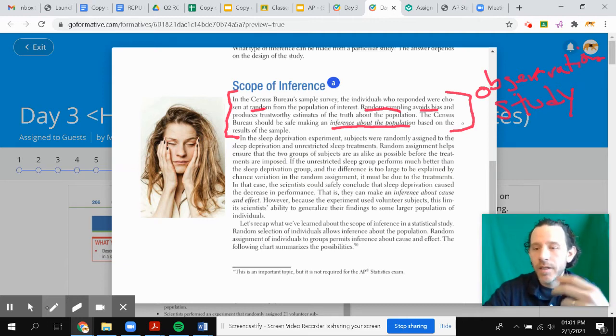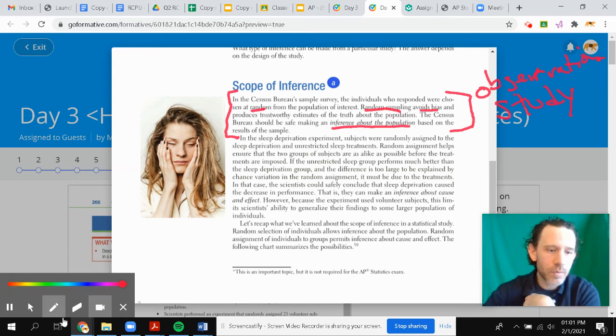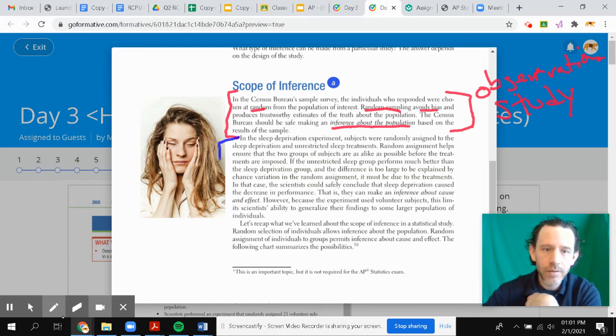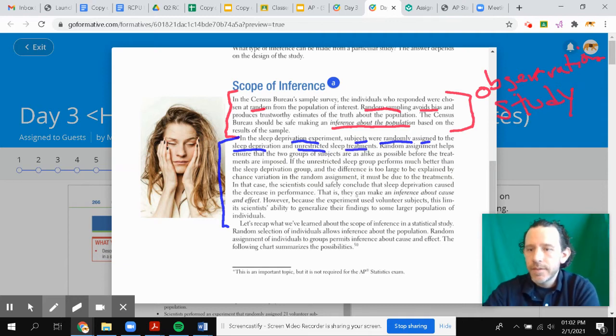But if you want to go to a cause and effect, then you need to get into something that's called an experiment. And that's what they give you an example of down here. Okay. And in this case, with the sleep deprivation experiment, subjects were randomly assigned to sleep deprivation in one group and then unrestricted sleep treatments in the other group.